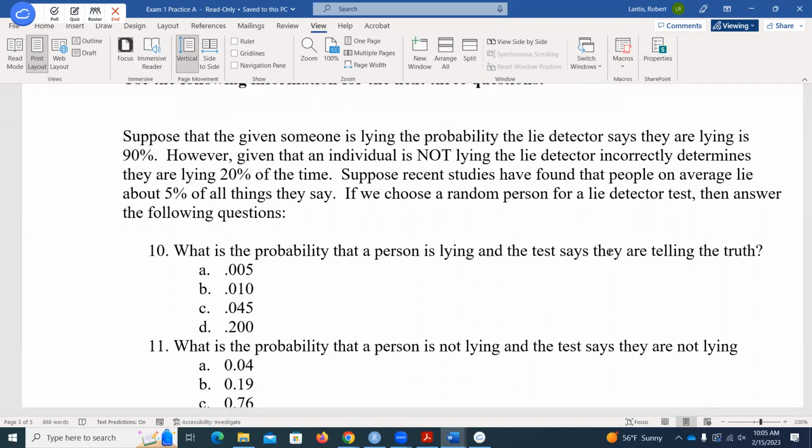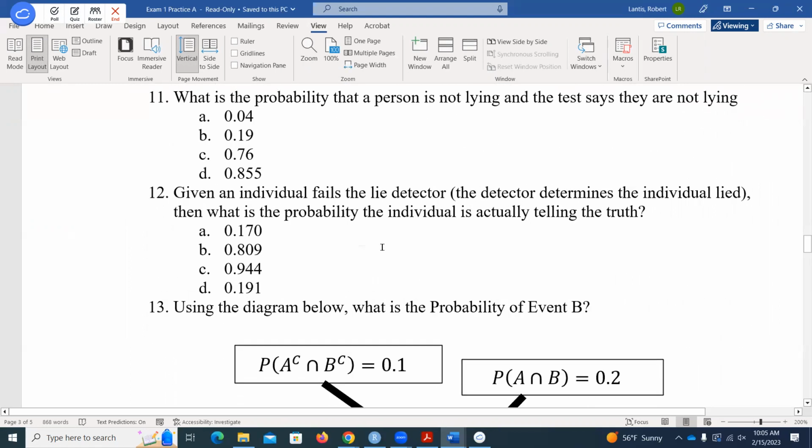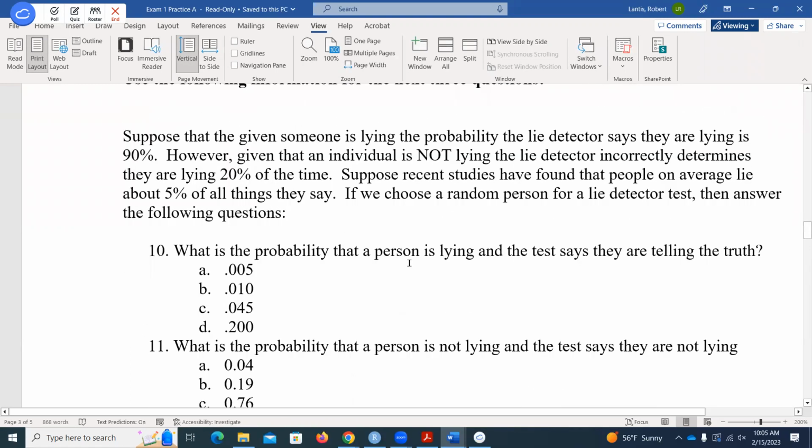Now we're asked for what's the probability the person is lying, and the test says they're telling the truth. Because I've got a couple questions here, one thing that might be useful to do is just write out the probabilities I was given so I can have them to look at. I've got it written out in the context of my example, and I can answer the next 2 questions.